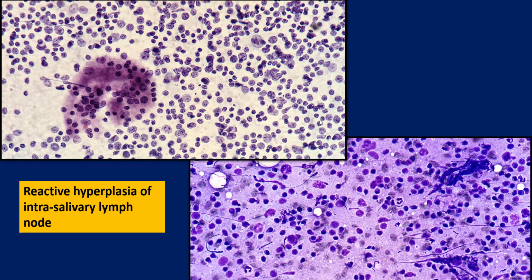This is a representative slide showing a reactive hyperplasia of an intrasalivary lymph node. These are the salivary acinar cells, and you have a polymorphous population of lymphoid cells. But as you are going to see a little bit later, this is not a 100% guarantee that we are not dealing with a non-Hodgkin's lymphoma. We are going to come to that. This is one of the big pitfalls in salivary gland cytopathology. But more often than not, when you see such a reactive picture, it comes from a reactive intrasalivary gland lymph node.